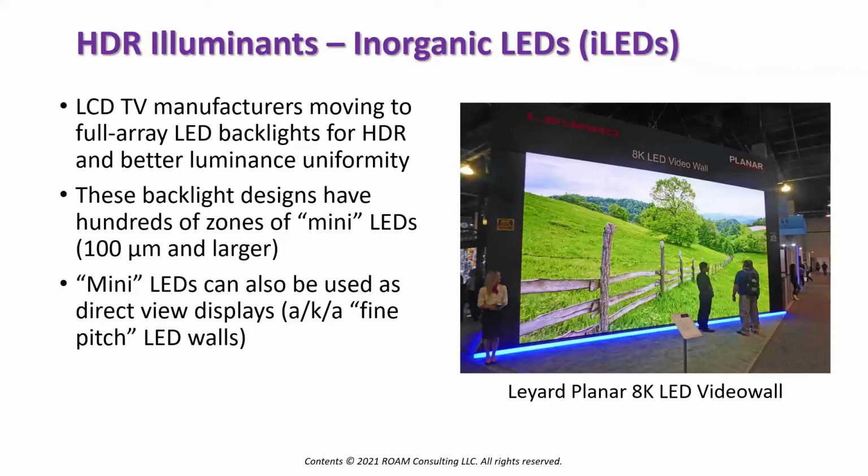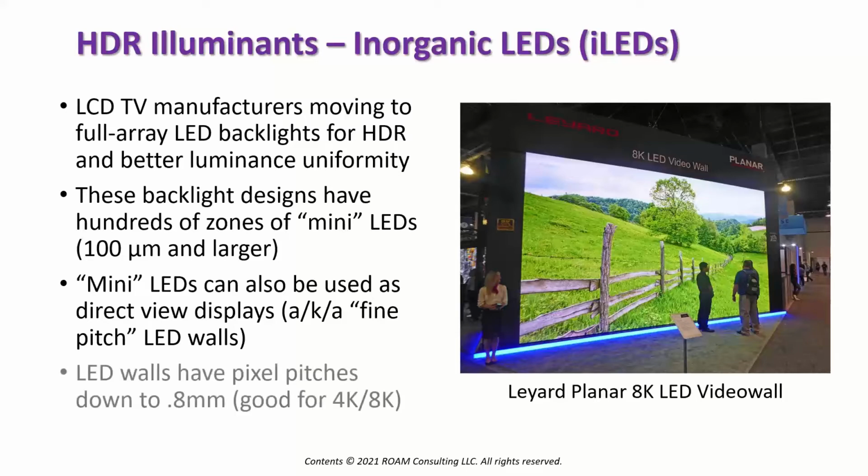Mini LEDs can also be used as direct view displays. You can look at them directly. There's an 8K video wall in the picture, and they make what's called a fine pitch video wall. Right now, you can get them with pixel pitches down to 0.8 millimeters, which is good for 4K or 8K in a large screen size. And as I mentioned earlier, we're starting to see actual televisions for the home coming out that are made out of micro, although they're more accurately classified as mini LEDs. But micro LEDs, that's if you've got a few $100,000 to spend on a television.